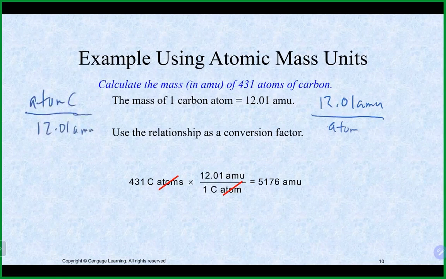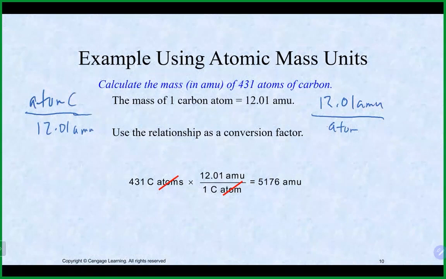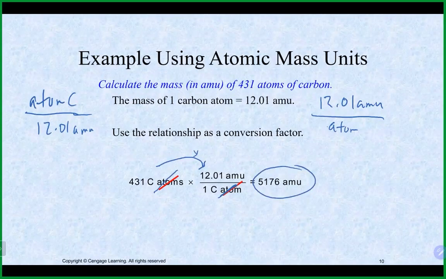So we really could use it as a conversion factor, and that's what we did here. We took the 431 carbon atoms, we put atoms of carbon on the bottom so they cancel. We basically multiplied across the top, and we end up with 5176 AMU would be the mass there of 431 carbons. And obviously you could use the conversion on the other page if you want to know how many grams that was, kind of going a long way around it to figure it out.